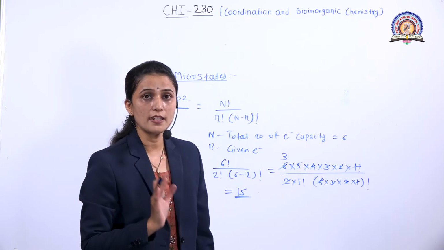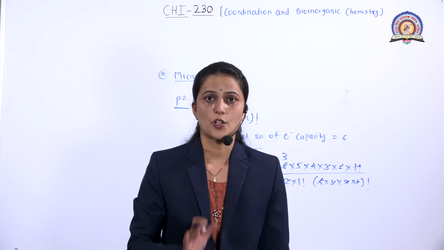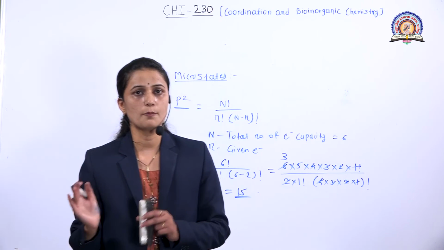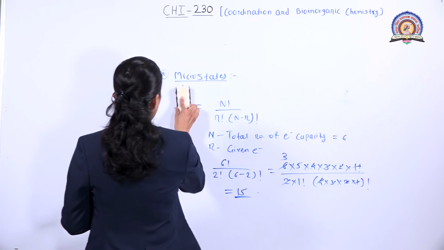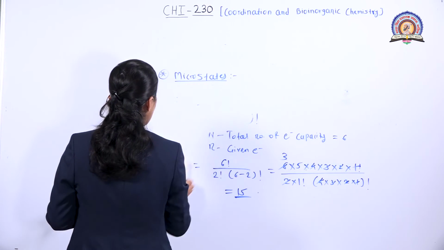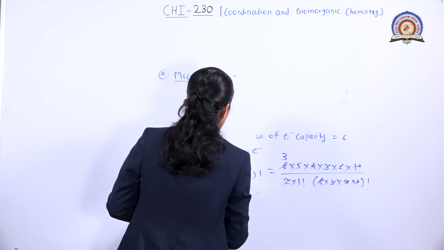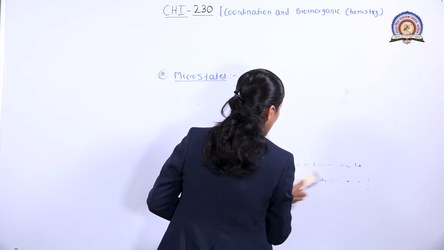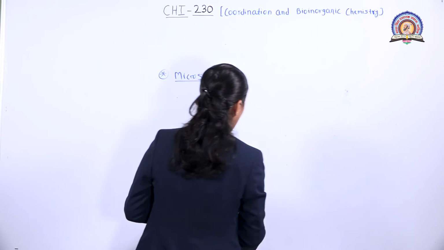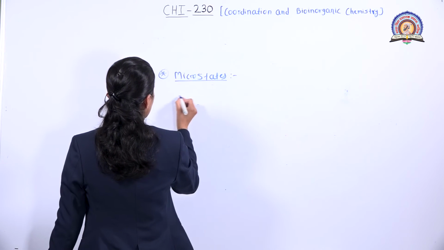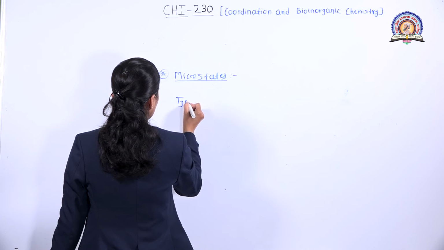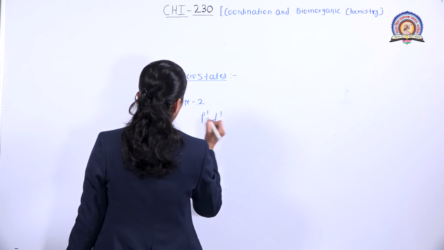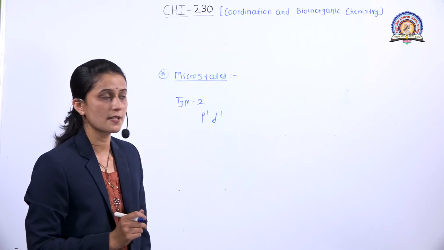So there are 15 arrangements for these 2 p electrons, which can be arranged in different possibilities. This is the first type. Let's see the second type. The second type means the configuration is in combination. Suppose this is type 2, where we have a P1 D1 configuration and we have to calculate its microstates.